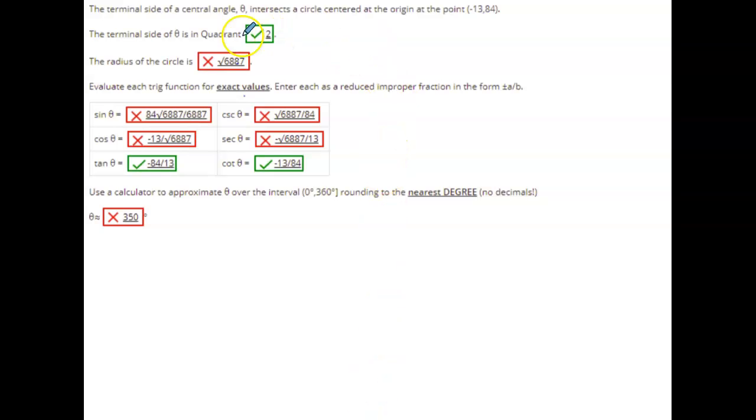So the terminal side of angle theta intersects a circle centered at the origin at the point (-13, 84). So x is -13 and y is 84. And to find the radius, we use the Pythagorean theorem, and that's going to be the square root of x squared, which we need parentheses around because it's negative, plus y squared.